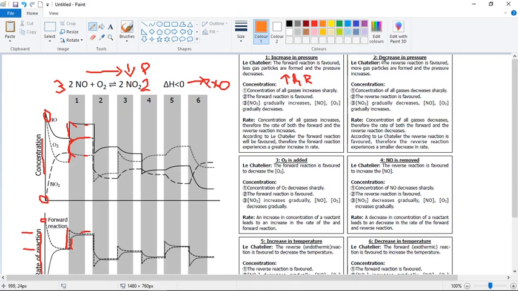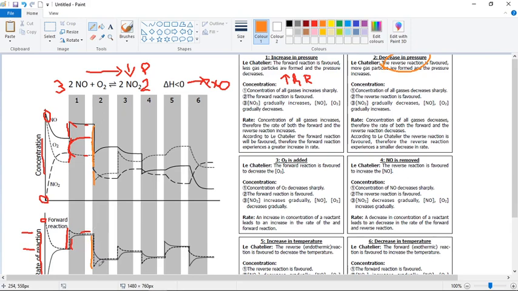So then the next one here is a decrease in pressure. In this zone 2 here, we have a decrease in pressure. Now the moment you decrease pressure, you decrease the concentration of everything. So you can see everything here has gone down with a decrease in pressure. A decrease in pressure is like a decrease in concentration. It slows down the reaction rate. So both of these reaction rate graphs are going to immediately drop because the reaction rate is decreased.